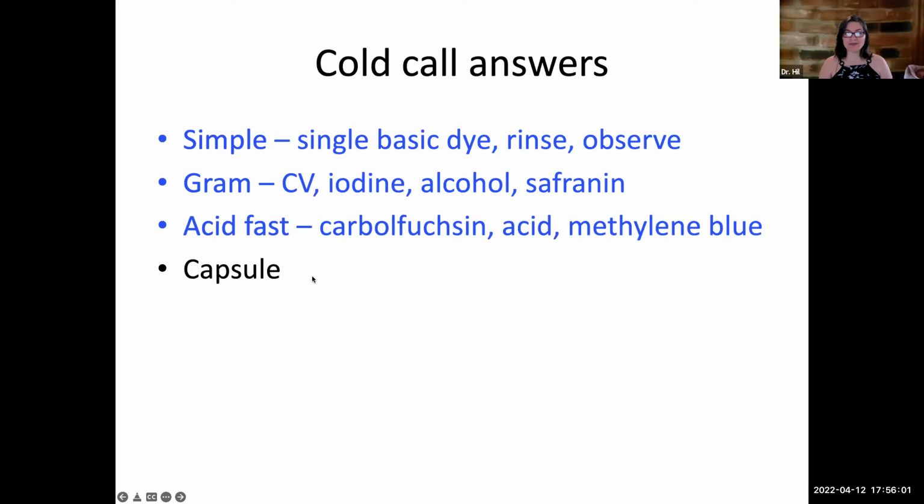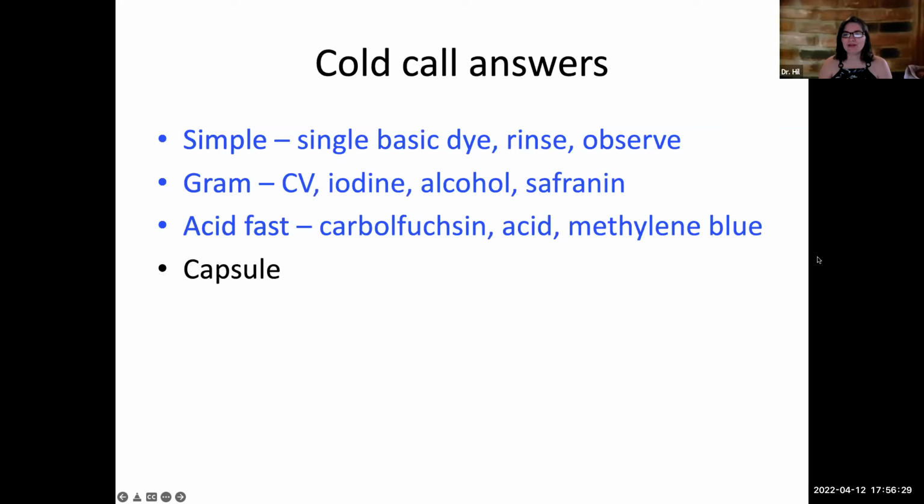Okay, now for the capsule stain, you are not required to know all of the reagents, but just basically describe the procedure. And for this one, again, you can always pass if I call on you and you're not sure. I am going to ask Janelle if you know how to do this one. All I know is it uses an India ink to stain the background.